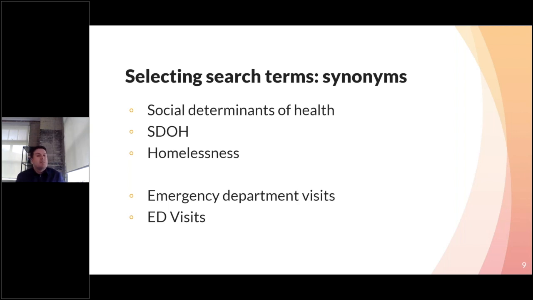So for example, with social determinants of health, I may find out in the literature that people use the acronym SDOH, and then homelessness may be a big social determinant of health that's talked about a lot in the health sciences literature, or perhaps I'm interested in that one determinant above all for the purposes of my paper. So I've included that. For emergency department visits, I may realize that that's referred to as ED visits. So I may go ahead and isolate that one as well.